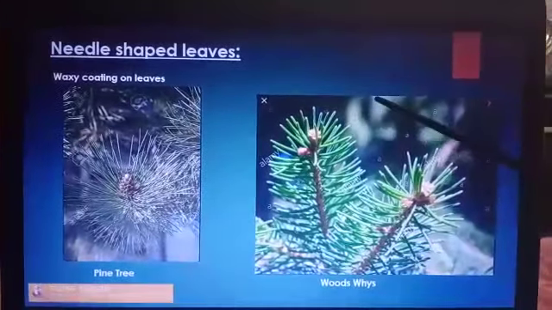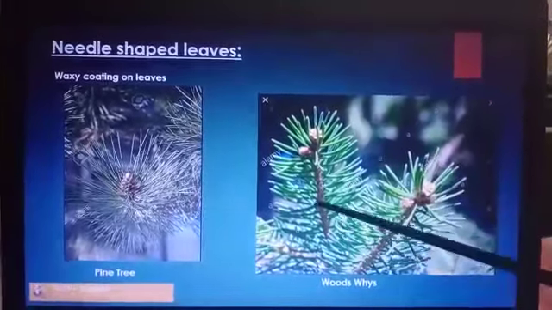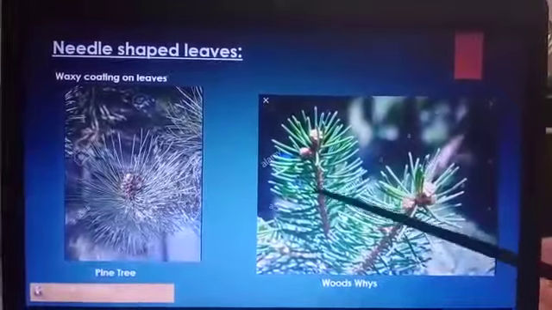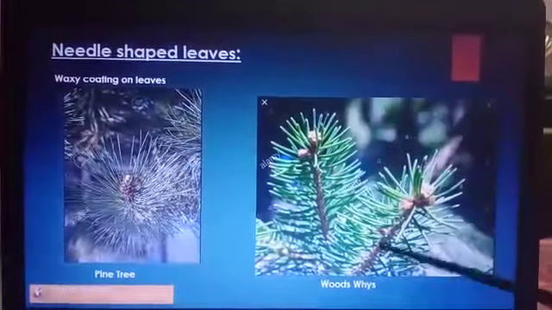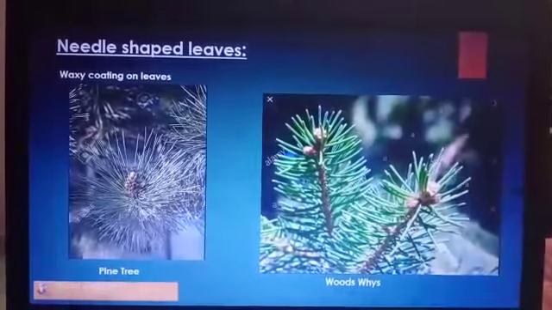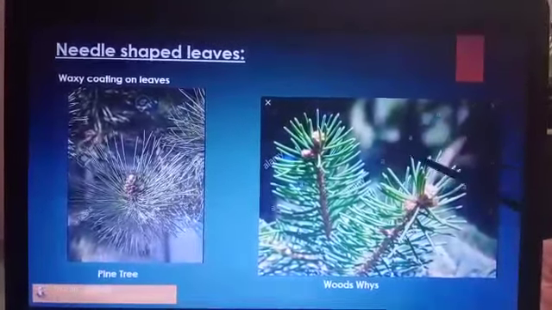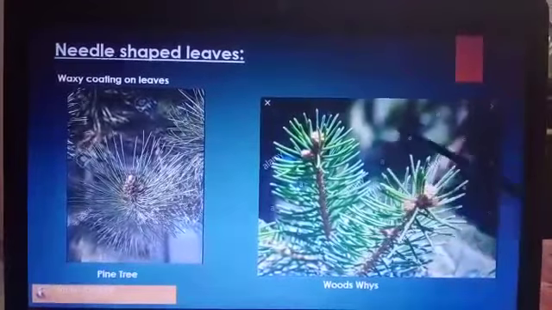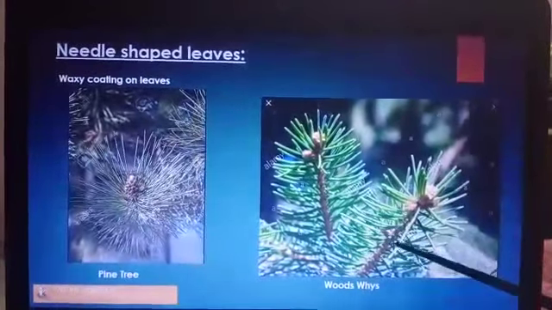You can see the needle-shaped leaves present on the trees. These leaves also have a waxy coating on them. Now, the shape of the leaves and the waxy coating on them reduce the water loss and they help the snow to slide down easily.